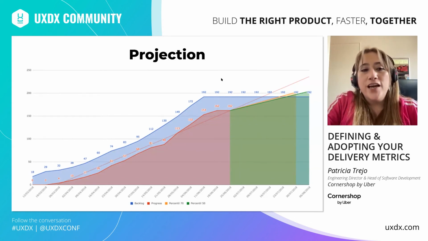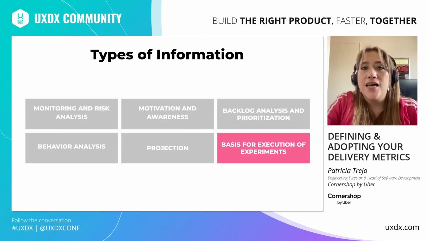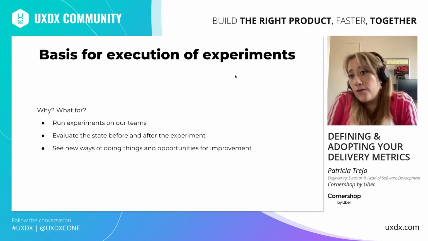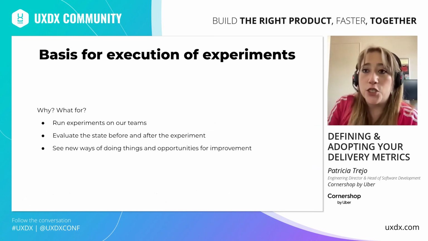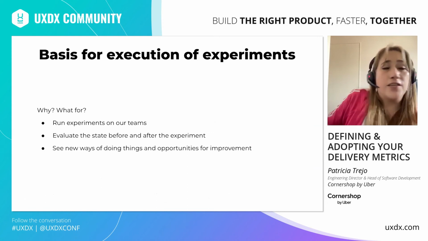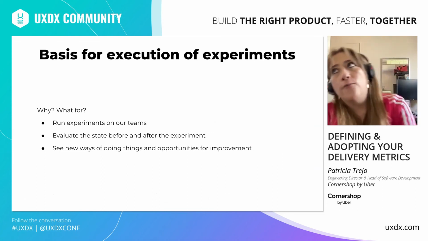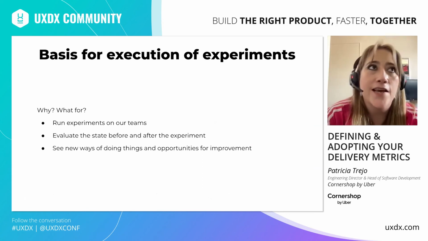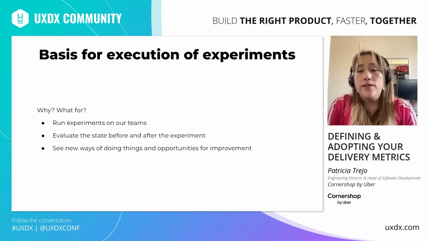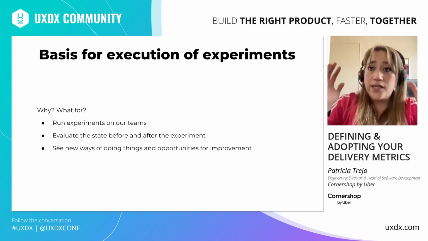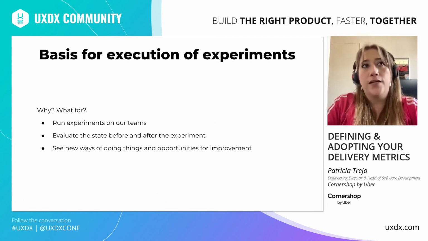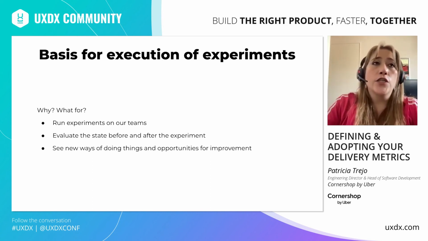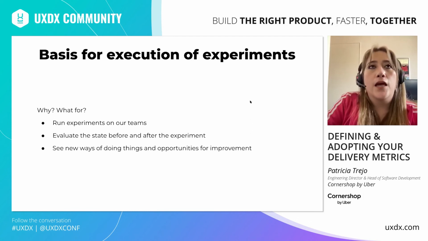So the final type of information is the use of flow metrics as a basis for execution of experiments. And why? What for? First of all, we can always run experiments in our teams to see what fits better than other things, or how behaviors improve things. So the idea is to evaluate the state before and after an experiment, and we can do it with data. And this is super objective data. From that, we start to see new ways of doing things and opportunities for improvement inside the team.